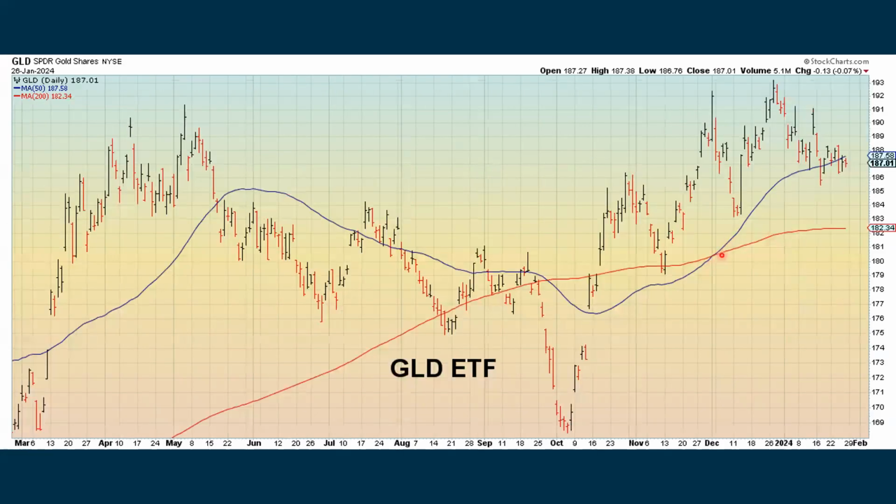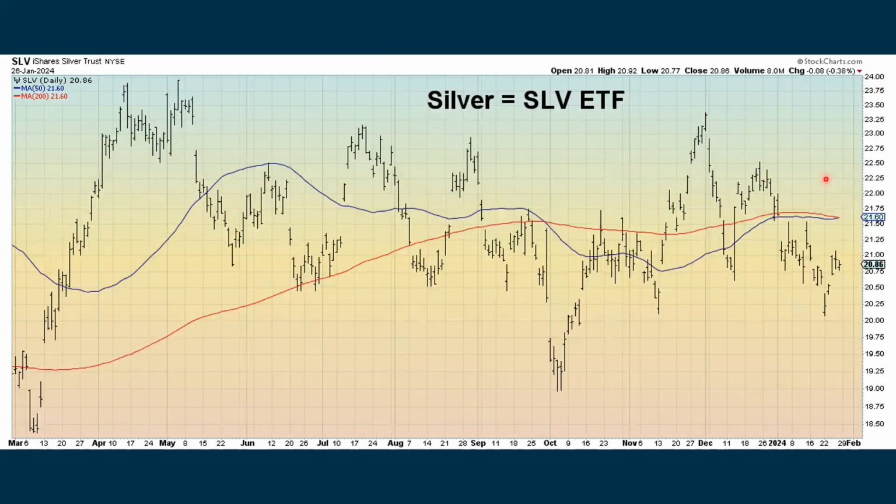Here is gold, which continues to be in an uptrend. It looked like it was starting to break out, but lately has been pulling back. Silver continues to be in a downtrend, but we could be getting ready to see a golden cross here. It was also breaking out as geopolitical events were unfolding, but has been also pulling back.